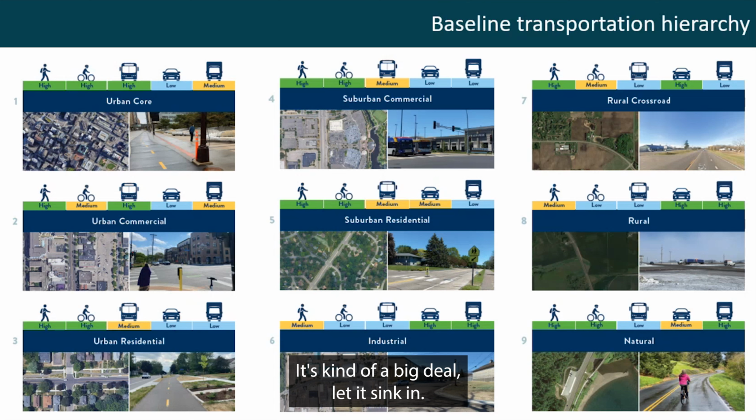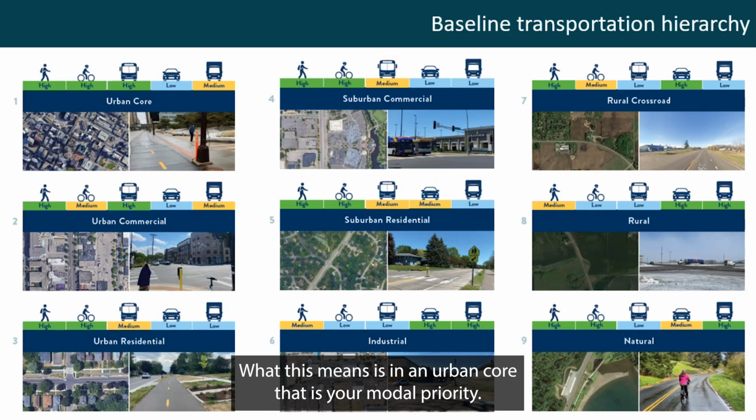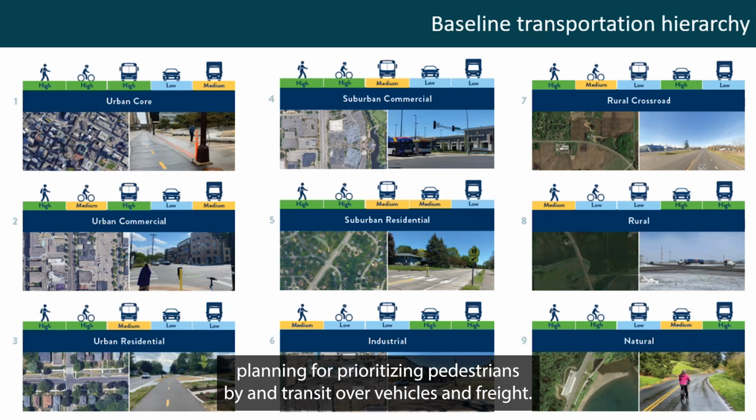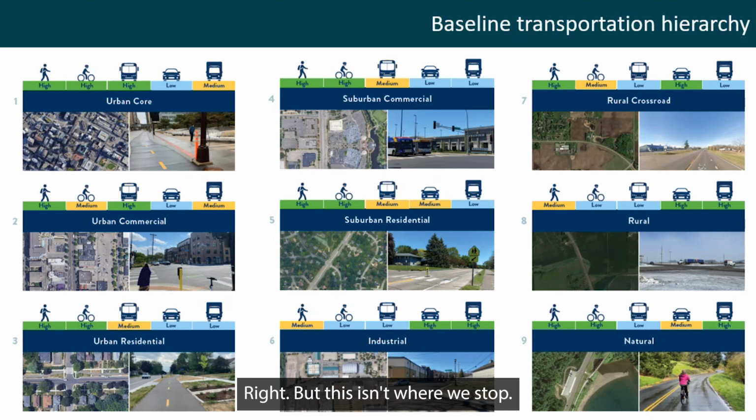Just let it sink in. What this means is that in an urban core, that is your modal priority: planning for prioritizing pedestrians, bicycles, and transit over vehicles and freight, right? But this isn't where we stop.